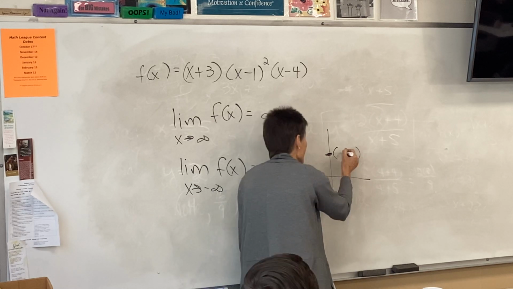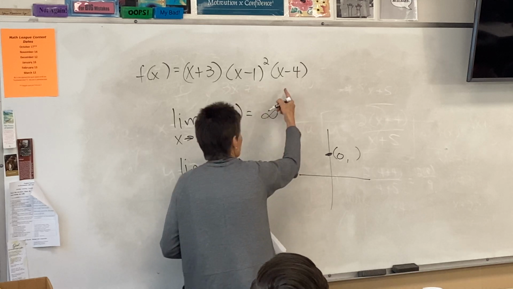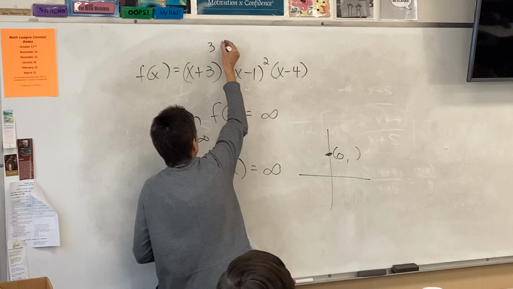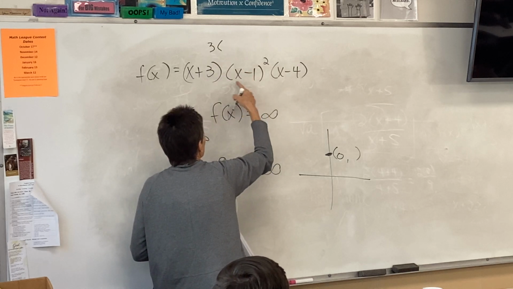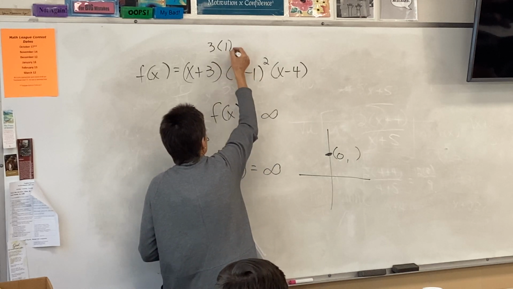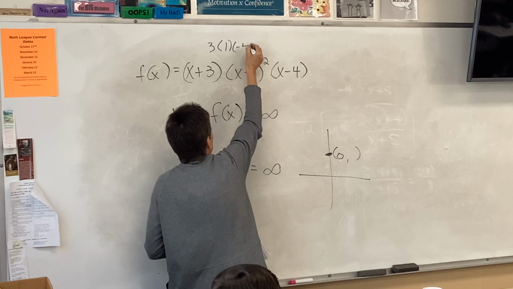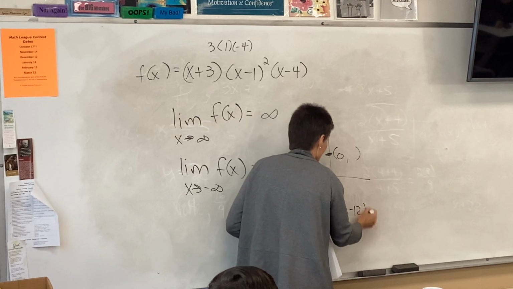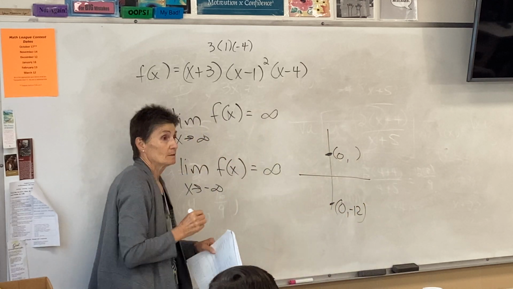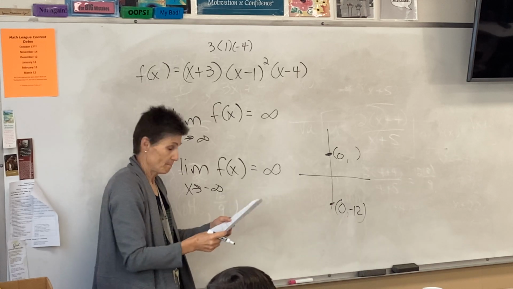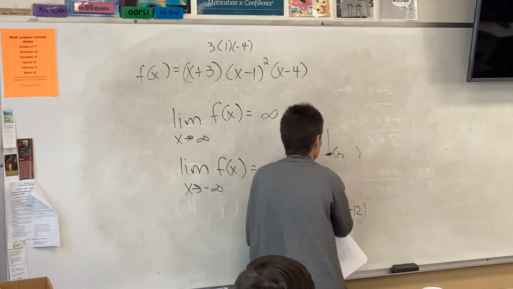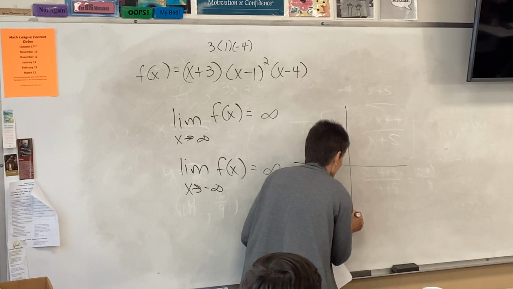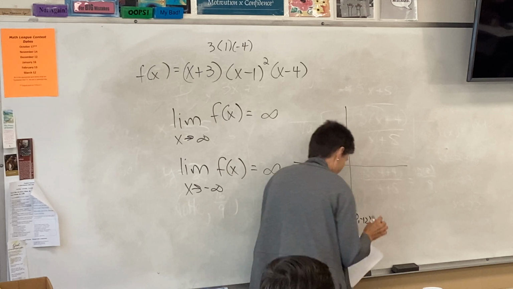X is 0. So I'm gonna come up here and I'm gonna plug in 0 for all my x's. So what am I going to get? 3 times, this is all multiply, times 1 times -4. So I've got it in the wrong spot. It's actually down here, 0, -12. Would you agree? Okay. Down at the bottom, they want you to graph it, so I'm gonna go ahead and just start my graph. So I'm down here at 0, -12.